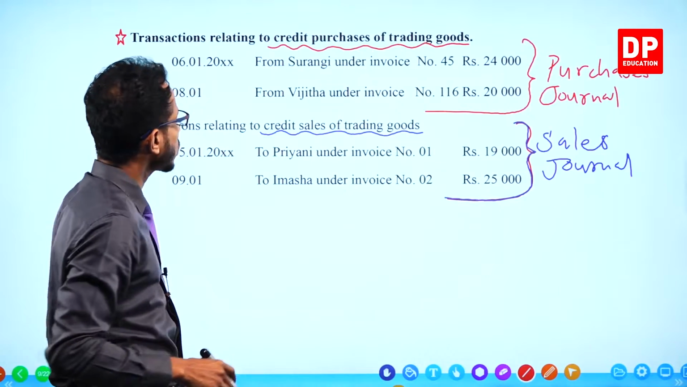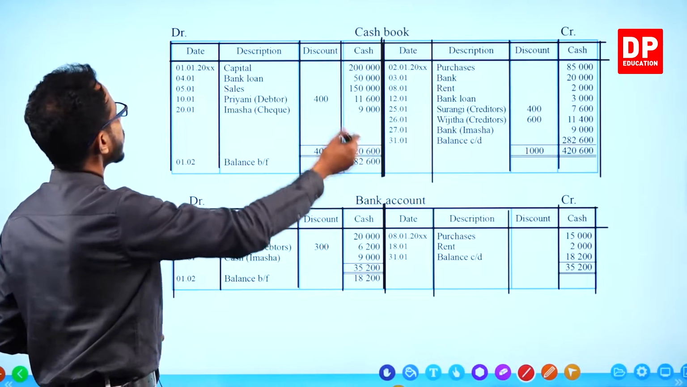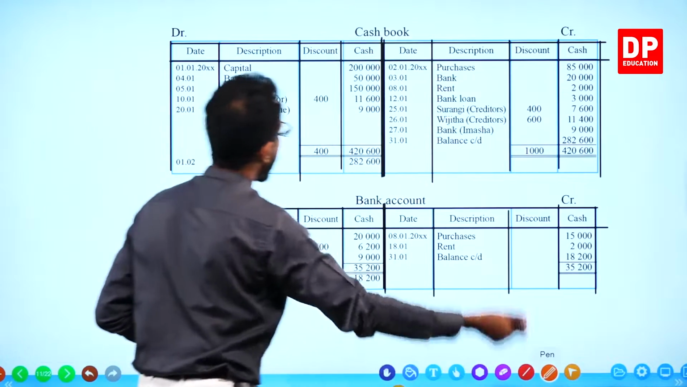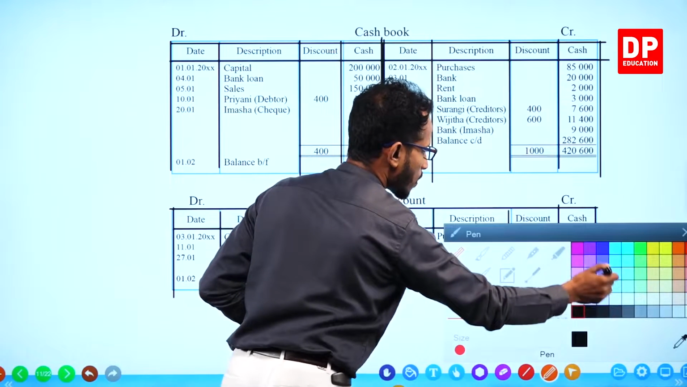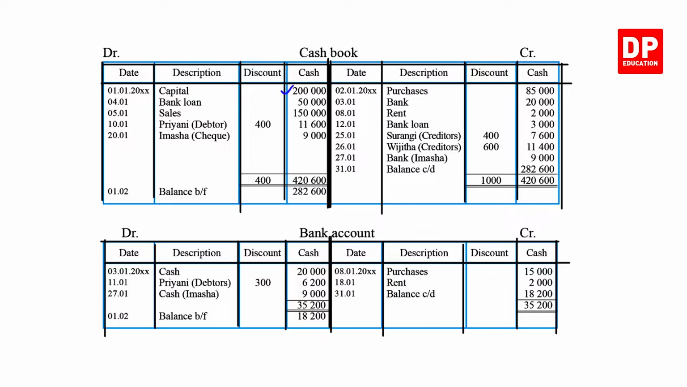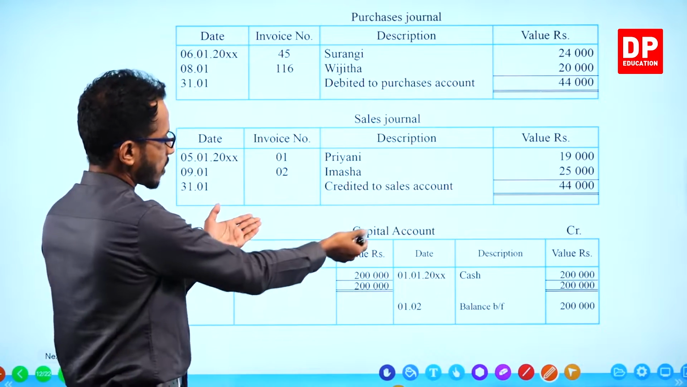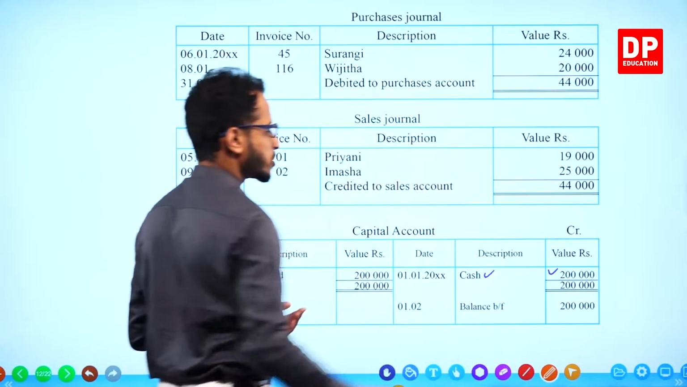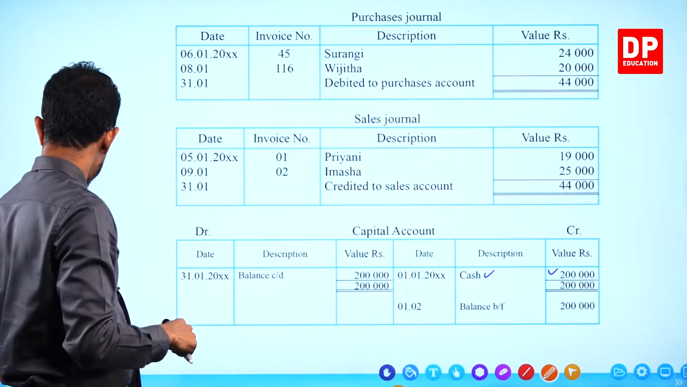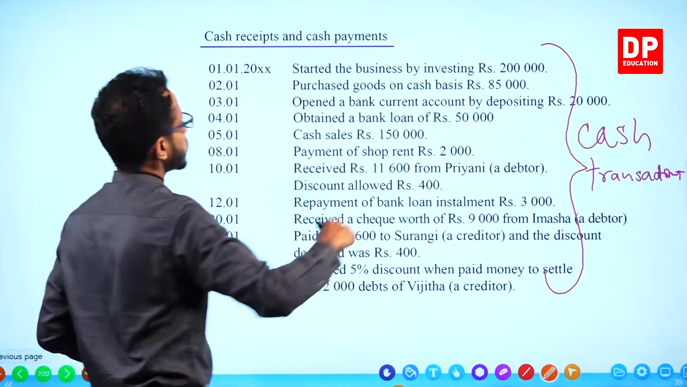Debit to the cash book, description capital, 200,000. Credit to the capital account. Where is the capital account? Here, capital account, credit 200,000, in cash. No problem. Next transaction. This is done.